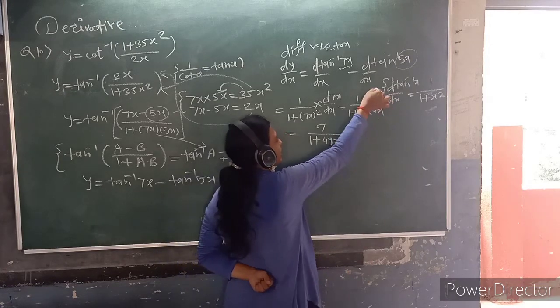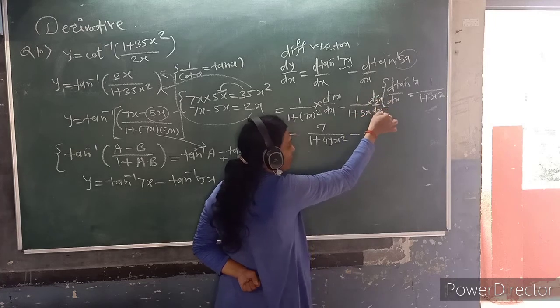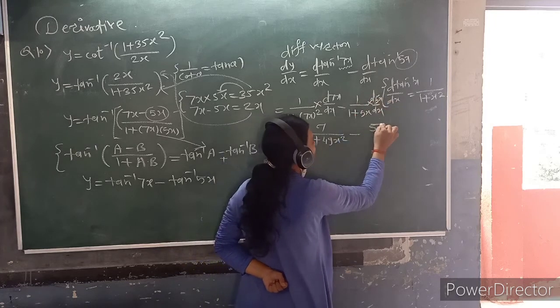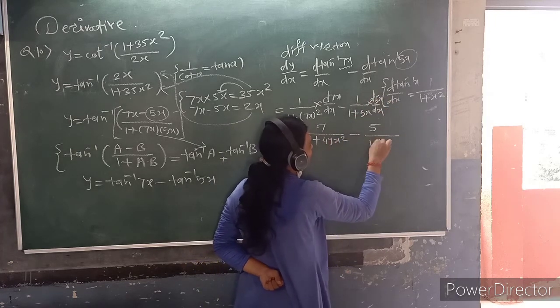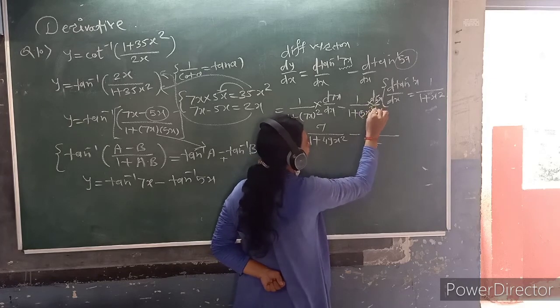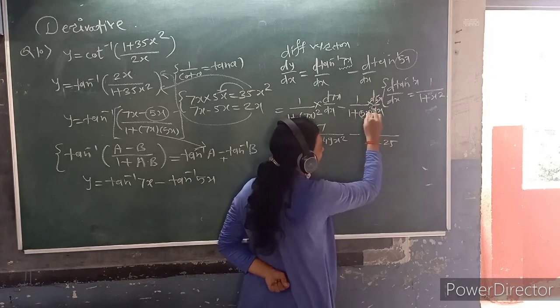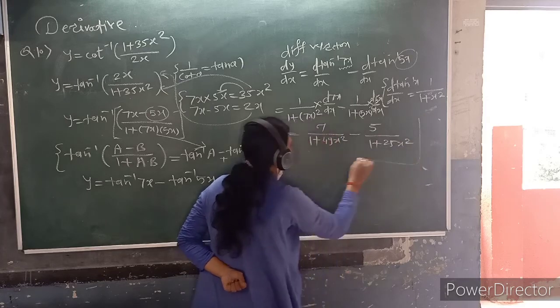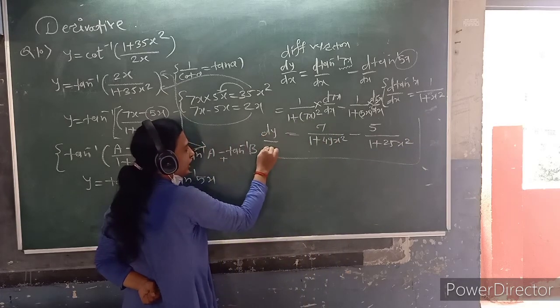Again, 5 is constant. Take out of derivative. Derivative of x is 1. 1 into 5. It becomes 5. So, now upon 1 plus 5x square. So, what is the 5 square? It is 25 and x square is x square. And this is your required derivative.